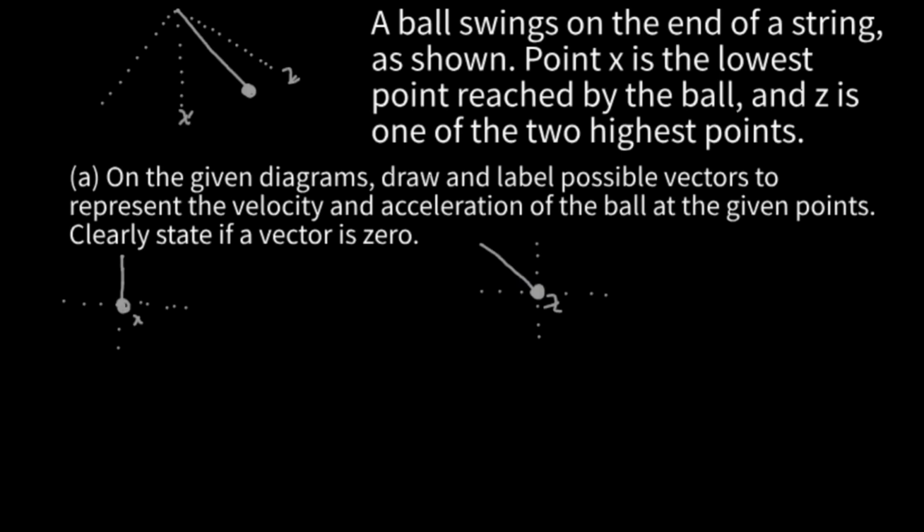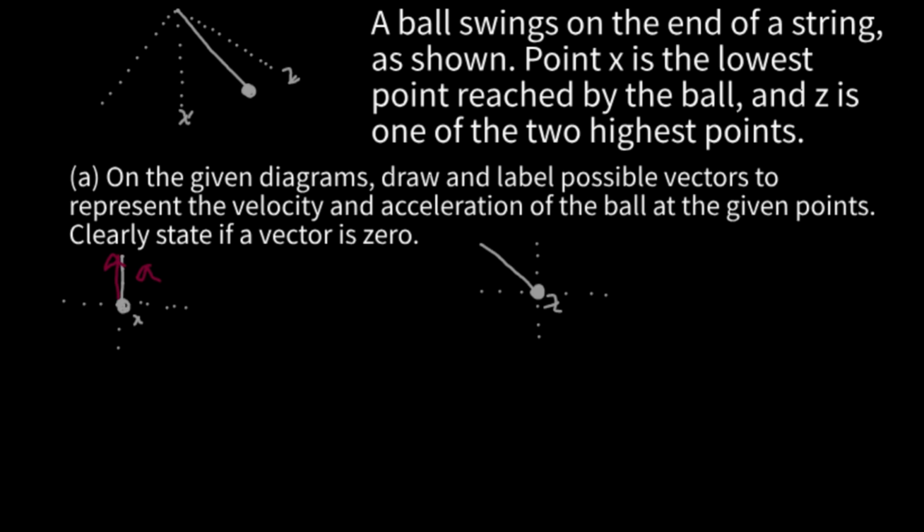This is the final problem for this video. So we have a ball swinging on the end of a string, where point X is the lowest and point Z is the highest point. And on the given diagrams, we want to draw and label possible vectors to represent the velocity and acceleration of the ball at the given points. So at point X, there's going to be a centripetal acceleration because the ball is in motion. And then any velocity that the ball has is going to be tangential. So there's one correct answer for the acceleration, but there are 2 correct answers for the velocity.